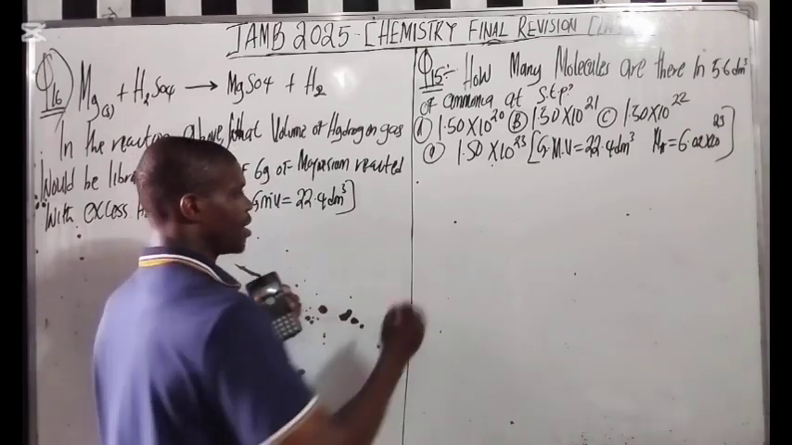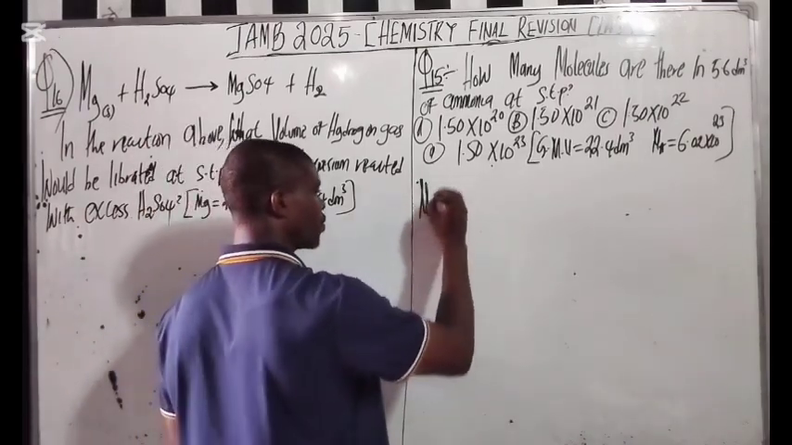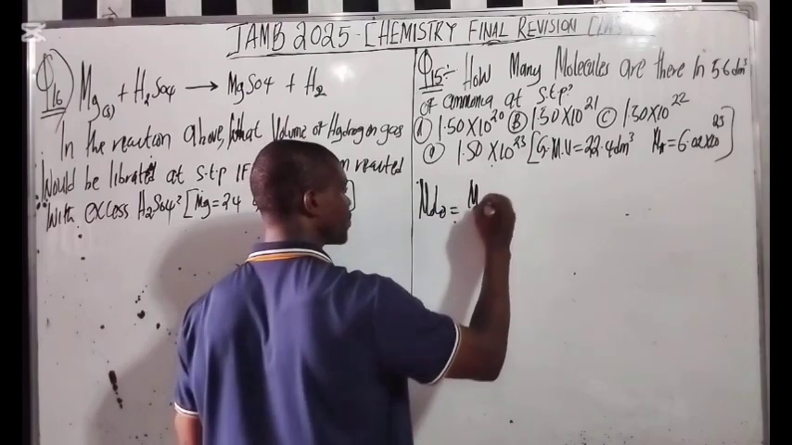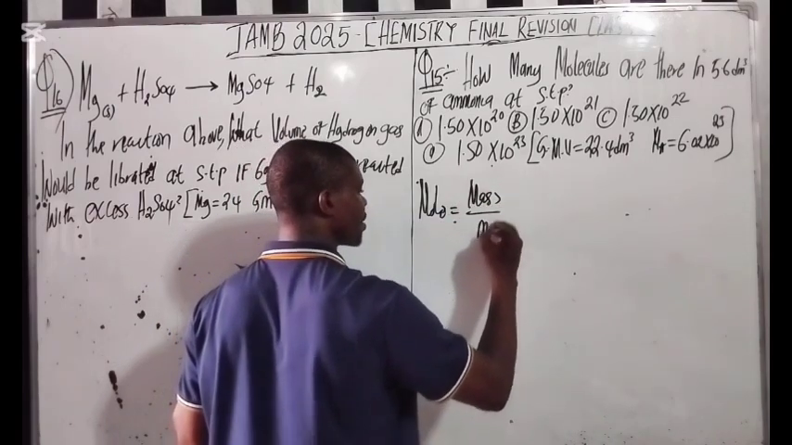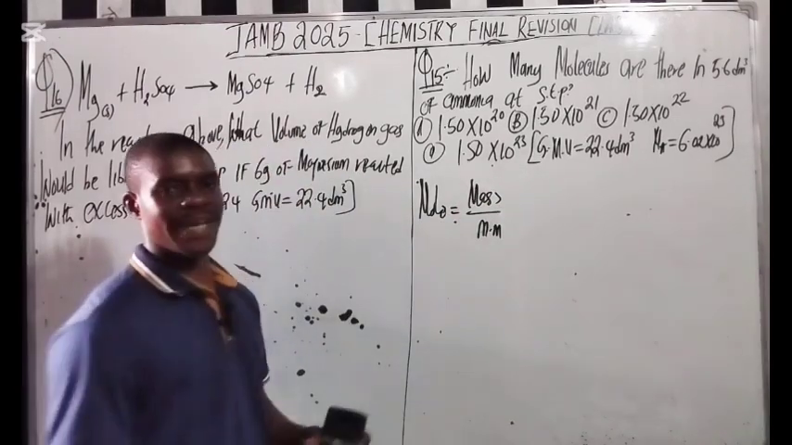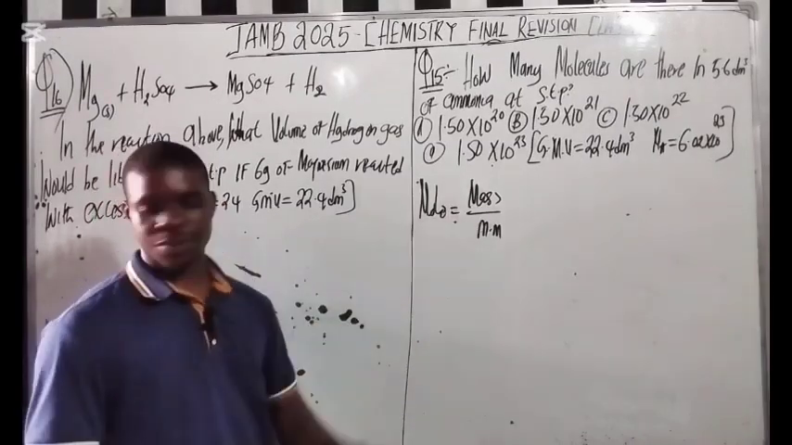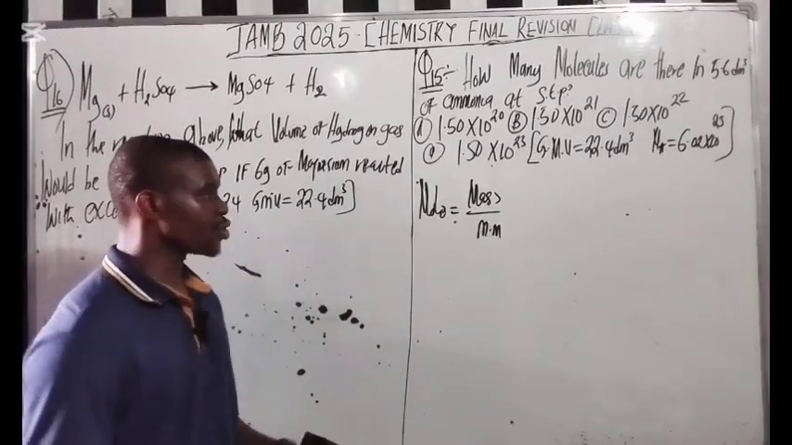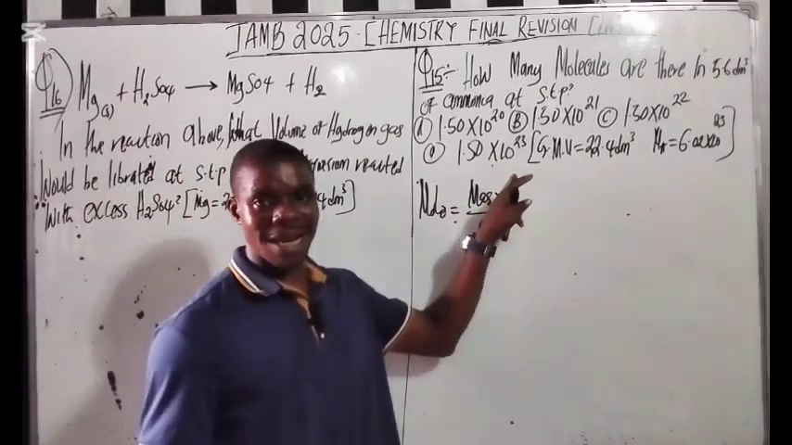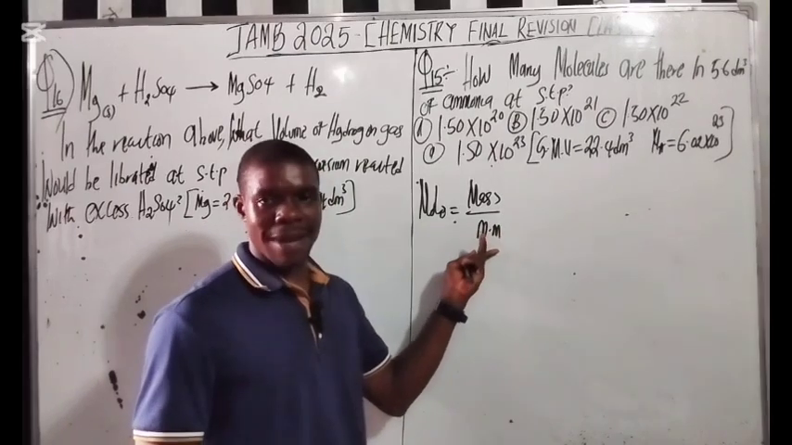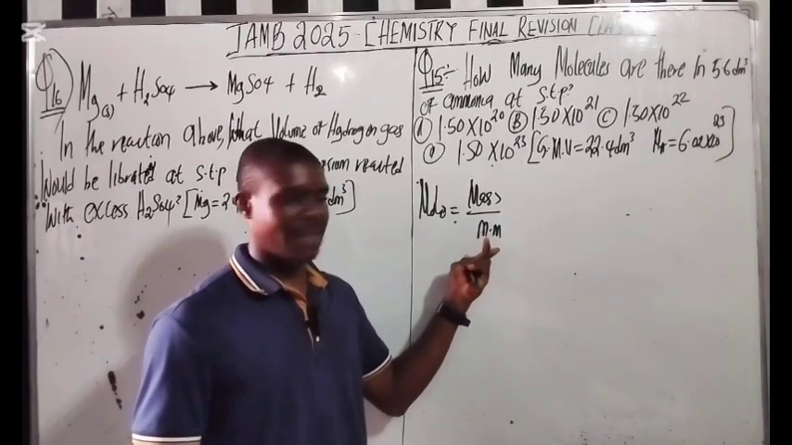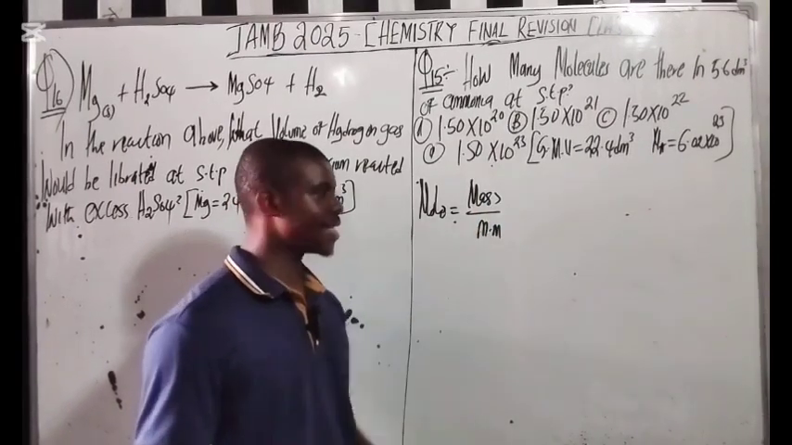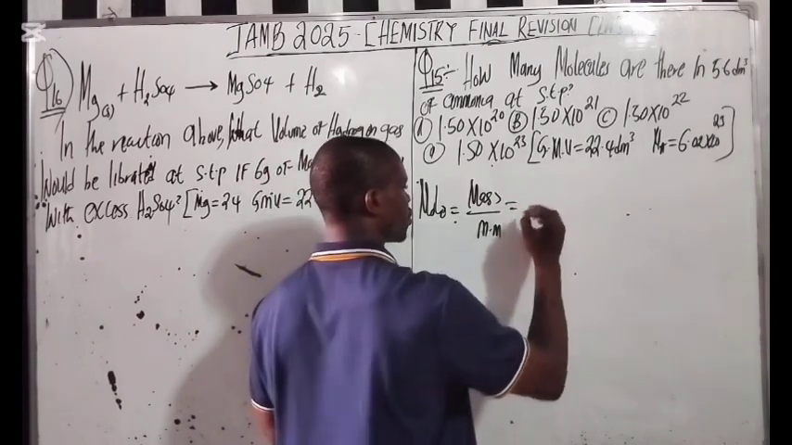Now the first formula here: mole equals mass over molar mass. So this first formula you need to know here. Mass over molar mass, right? So when the mass of the element or the compound is given to you, the atomic mass or the molar mass of the compound can be calculated. You can use it to get the number of moles.